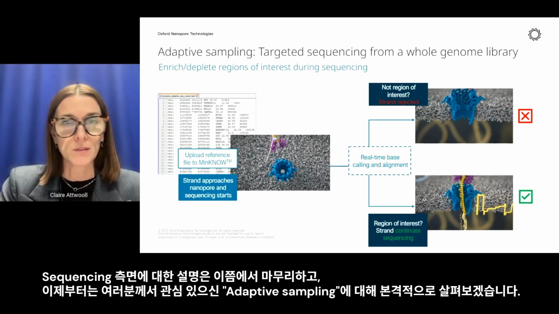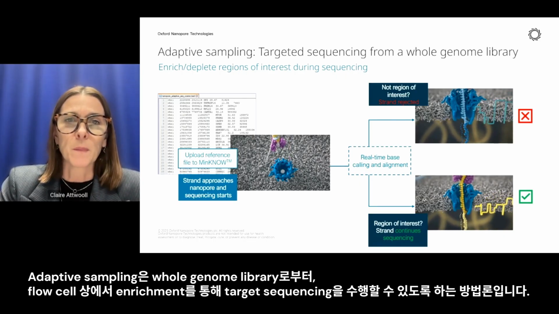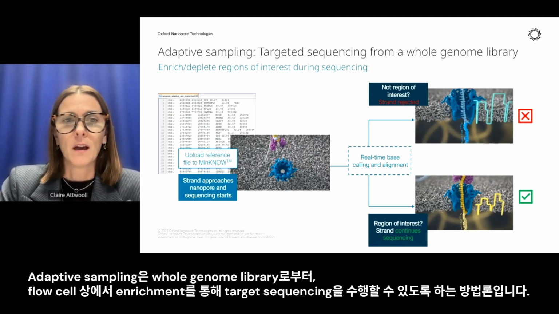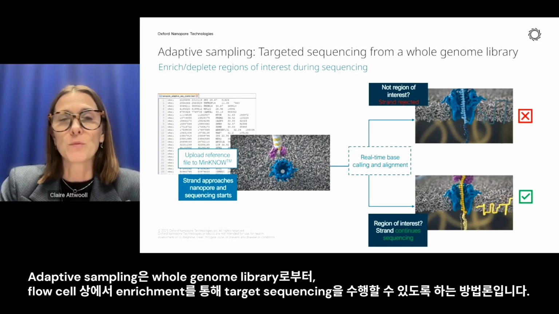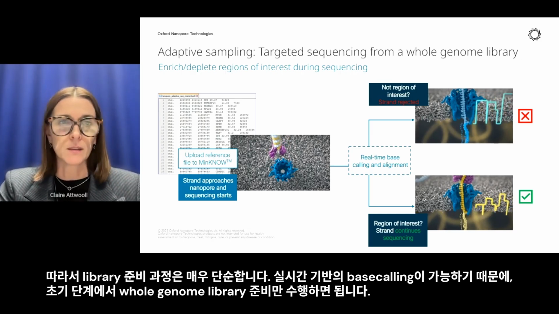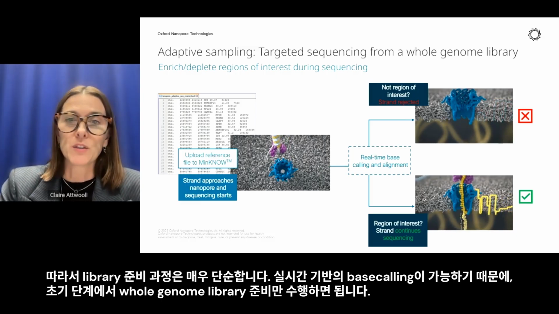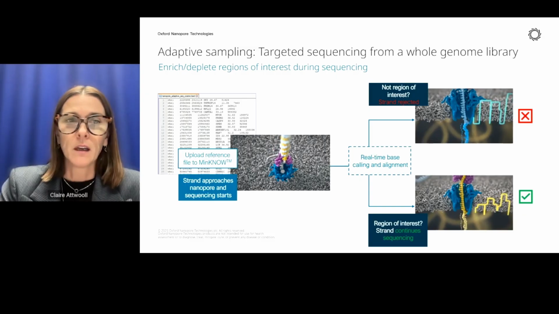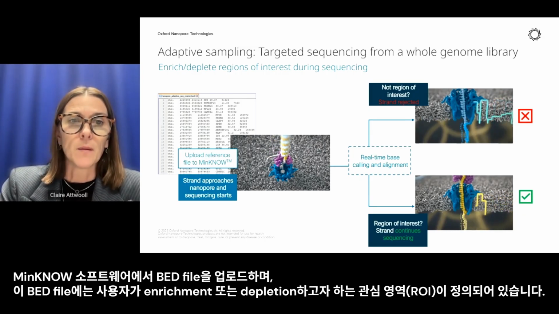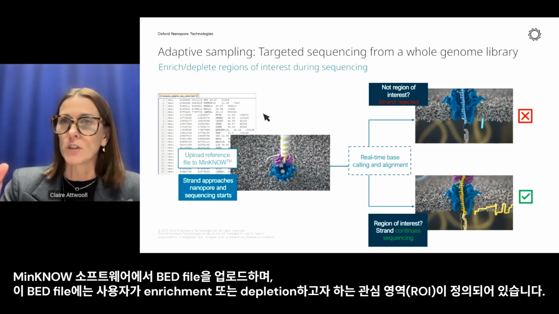All right, so that's the sequencing side of things. You're here to hear about adaptive sampling, so let's dive into that. Adaptive sampling is a methodology that allows us to do targeted sequencing via enrichment on the flow cell from a whole genome library. So your library prep is very simple. It's a whole genome library prep upfront. Because we have real-time base calling, we give the sequencing software a bed file, and that bed file defines the regions that we're interested in either enriching or depleting.